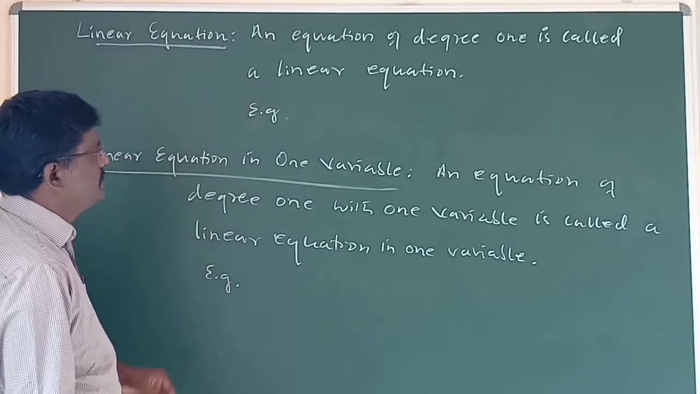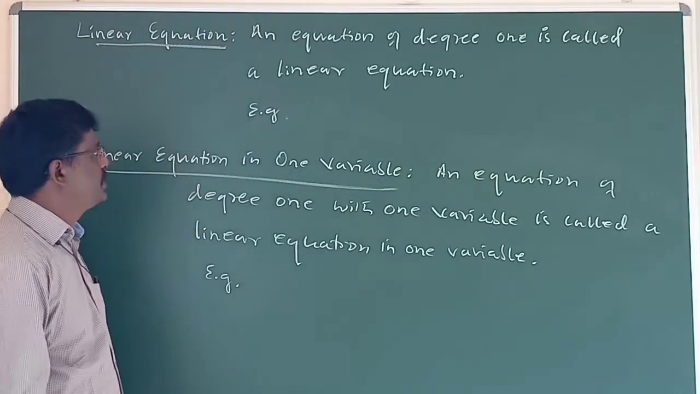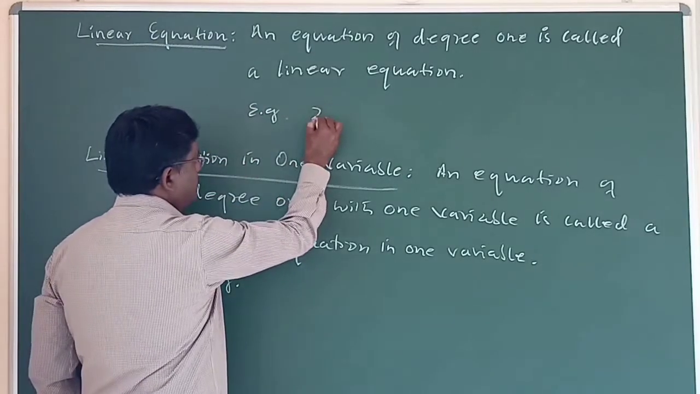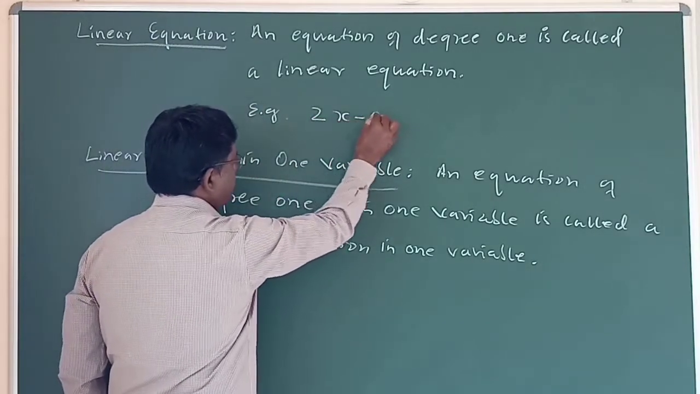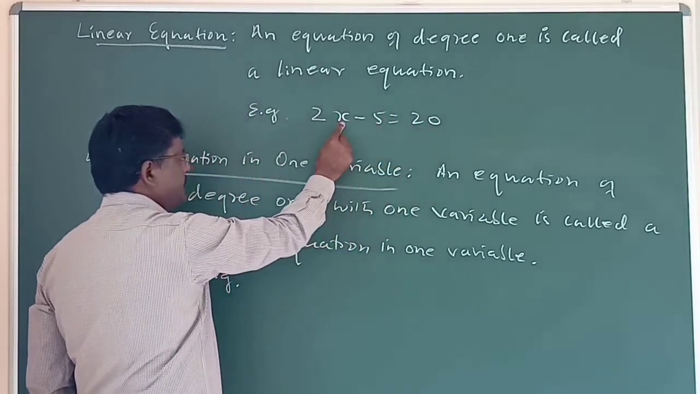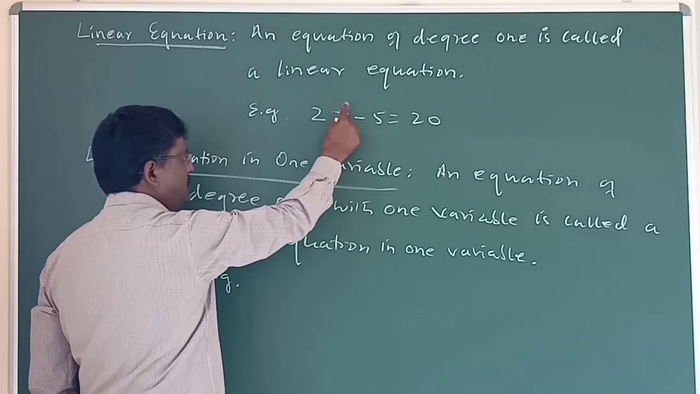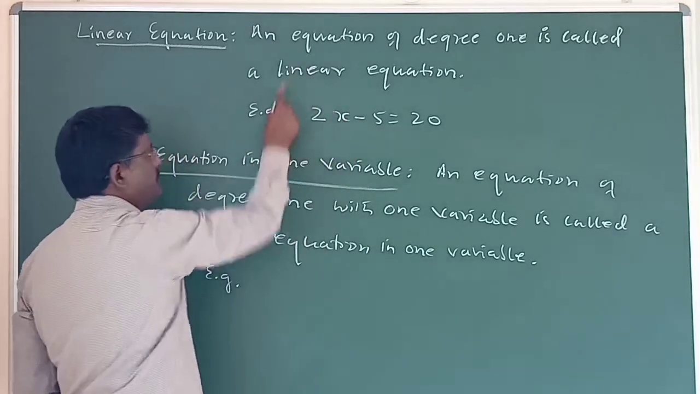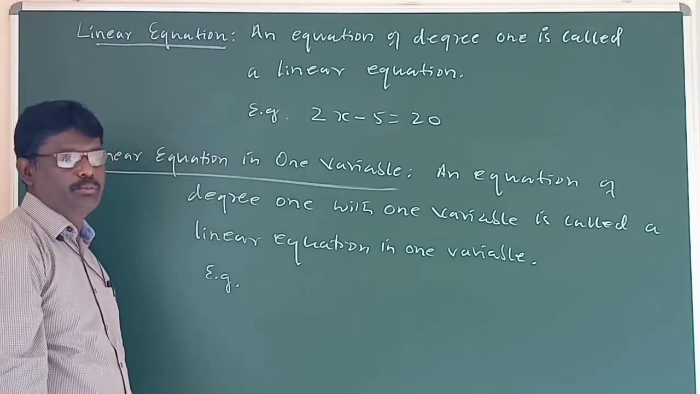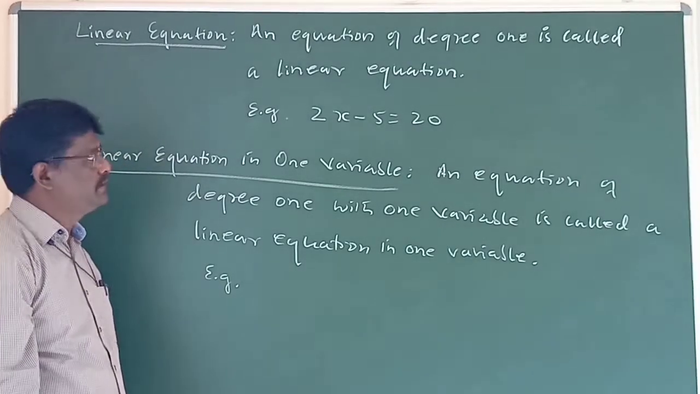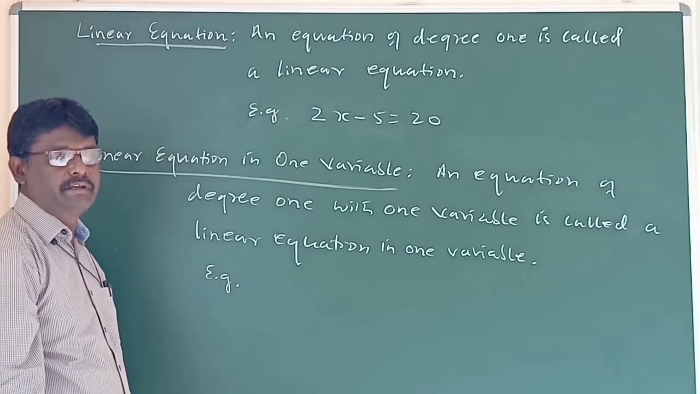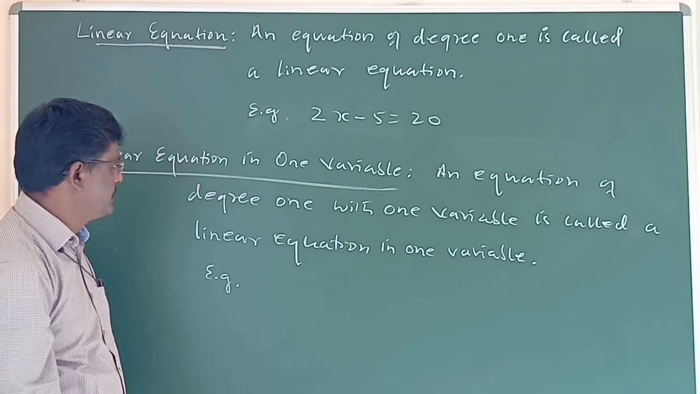An equation of degree 1 is called a linear equation. Example, 2x minus 5 equal to 20. Here the variable is x whose degree is 1. Such an equation we say linear. Why is it called linear? Because we get a straight line graph. What is the meaning of degree? The highest power of the variable.